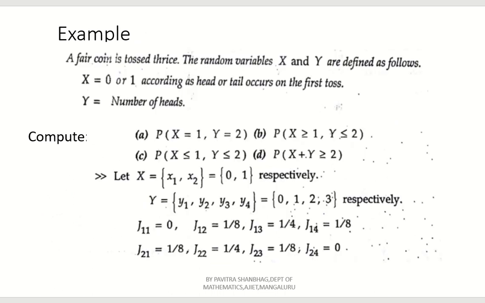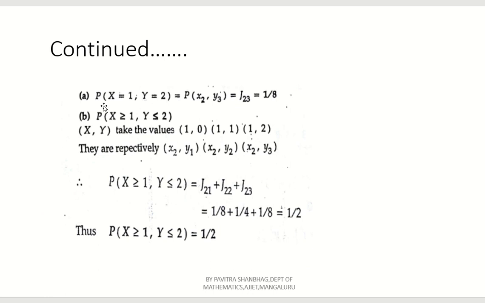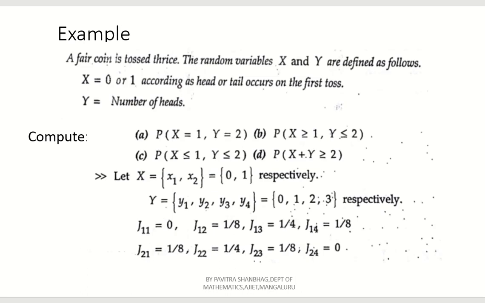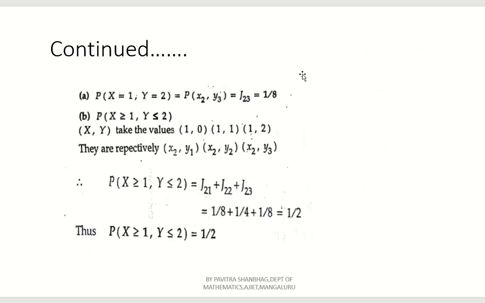See here, first condition, what is given? P of x equal to 1, y equal to 2. What is that? X equal to 1, y equal to 2 means P of x2, y3, which means J23. But what is J23? We have got 1 by 8. Just you write that one. That's it. So J23 is here 1 by 8.